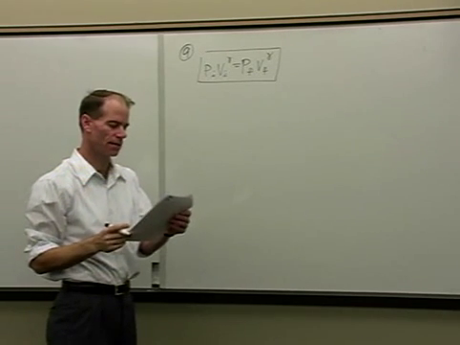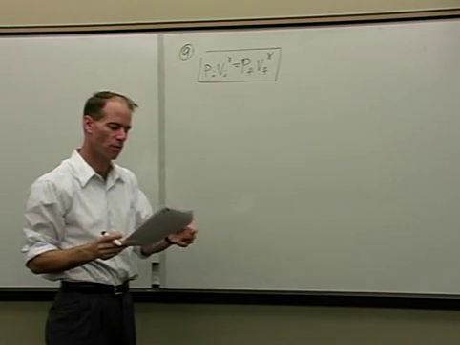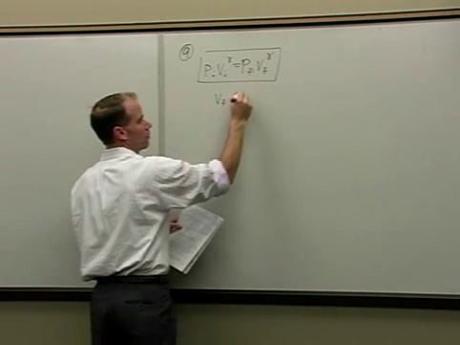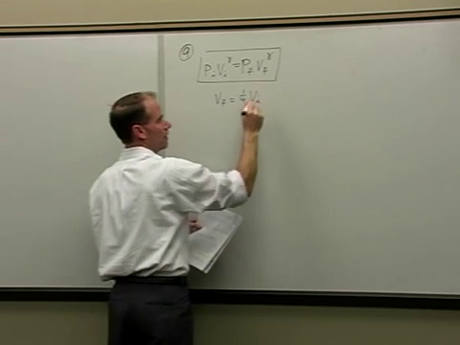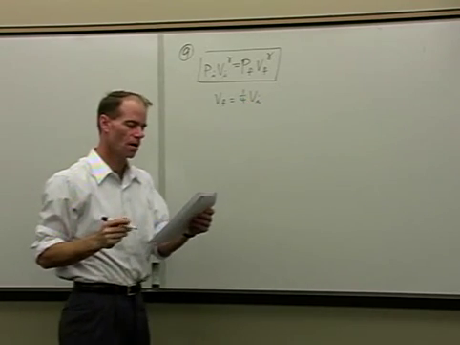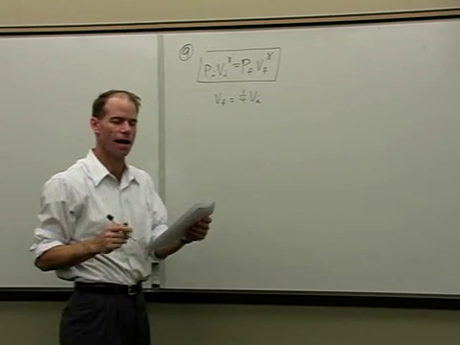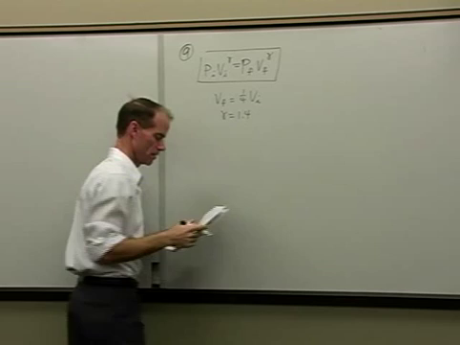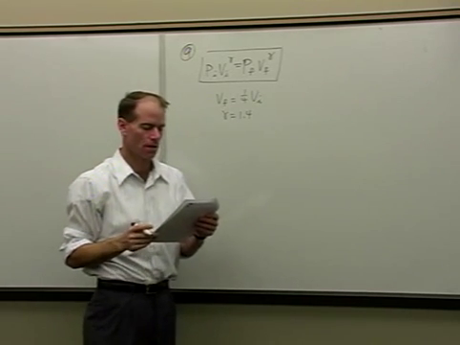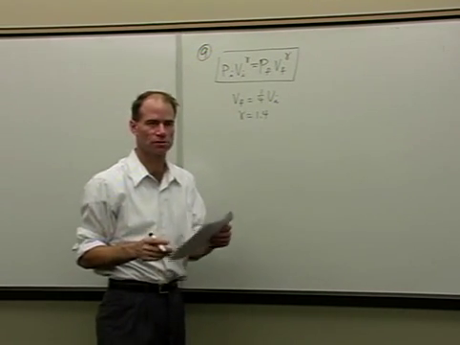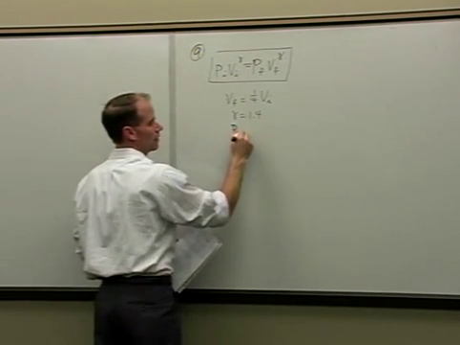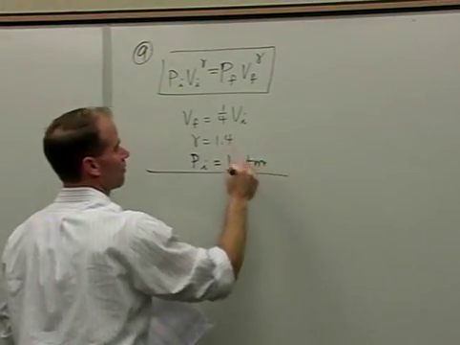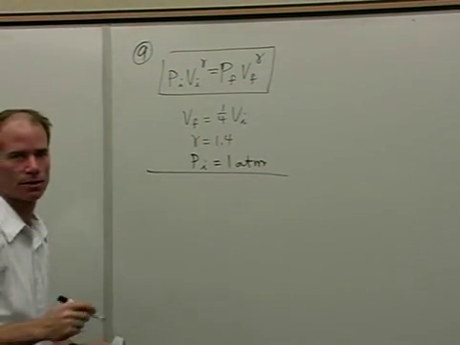And in this particular case, it says the volume of air decreases to 1/4 its original size. So our V final will equal 1/4 our V initial. Also, we're told that it's an ideal gas with gamma equal to 1.4. Calculate the final pressure if its original pressure was 1 atmosphere. So P initial is 1 atmosphere. There's all of our information, so let's find the final pressure.